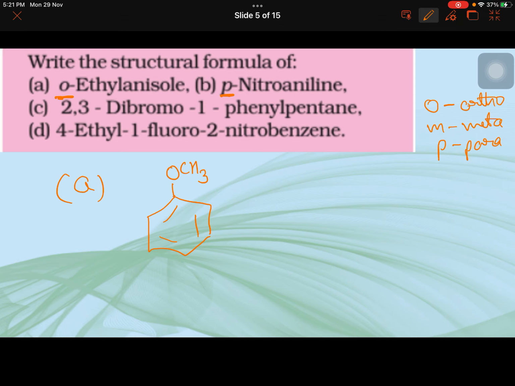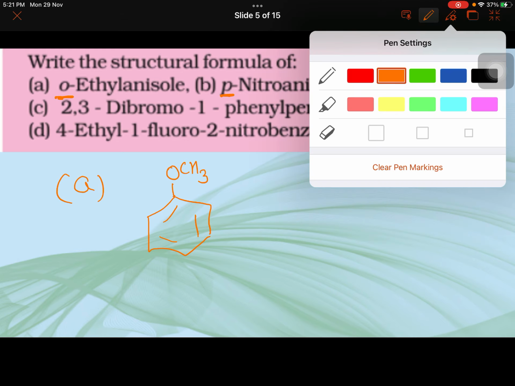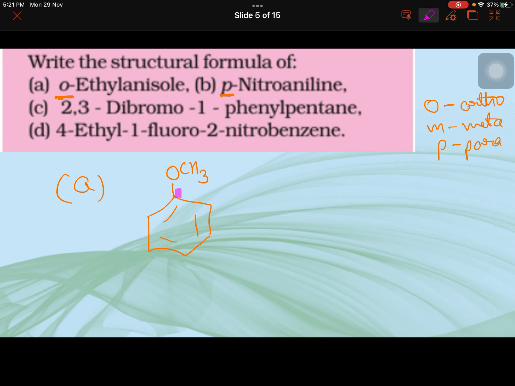These are not used in IUPAC names, they are used in common naming only. So if you already have a substituent on benzene, the next two positions are ortho. Next to that, two positions are meta. This is with respect to this. And exactly opposite is para.